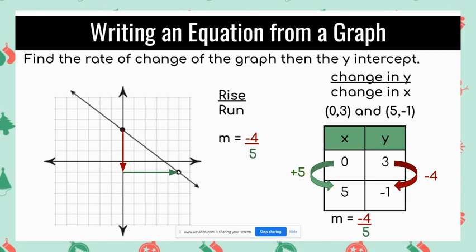Now, the y-intercept is always where x is 0, or where the line crosses the y-axis. So the y-intercept right here is at (0, 3). So that's your b value. So now I just have to plug into my formula, y = mx + b. So y is equal to -4/5 x + 3. That is the equation for the graph.